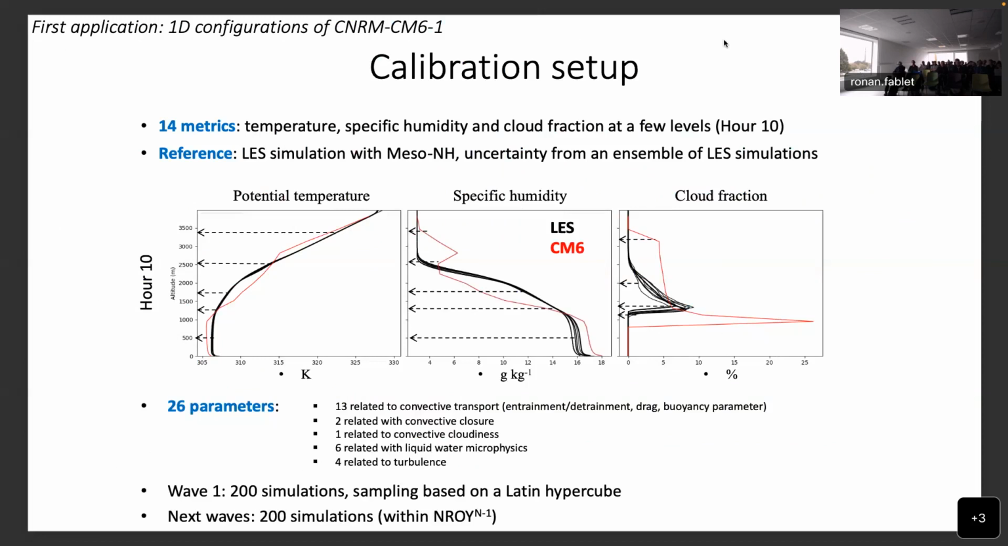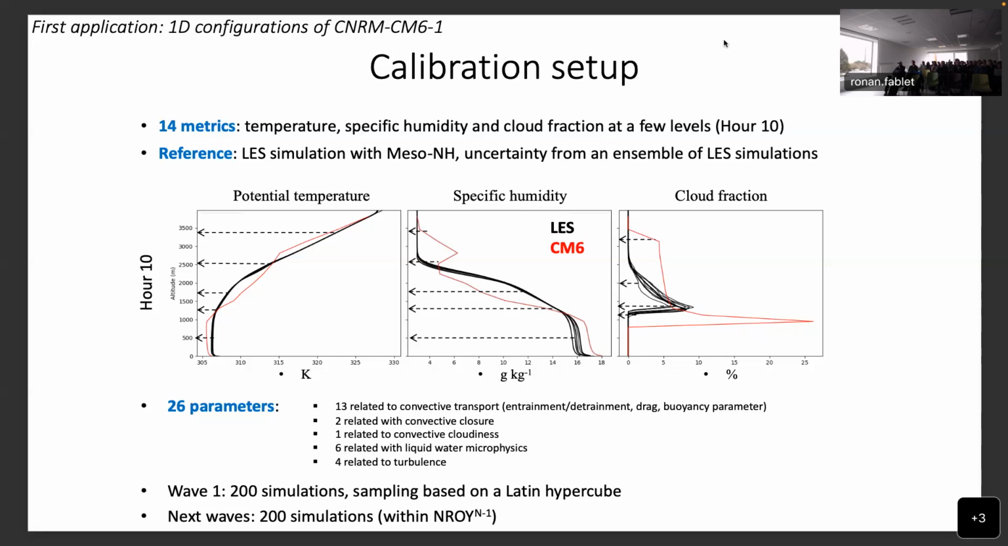The reference is large eddy simulation done with the MesoNH model at CNRM, and for the uncertainty, we have an ensemble of large eddy simulation done with MesoNH, but varying the resolution of the model and some of its parameterizations. In the CNRM model, we have 26 parameters: 13 relate to convective transport, 2 to convective closure, 1 to convective cloudiness, 6 to the liquid water microphysics. We only have liquid water in those clouds here, and 4 to the turbulence parameterization.